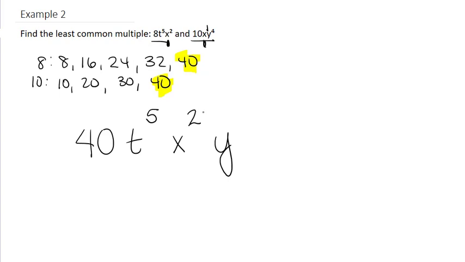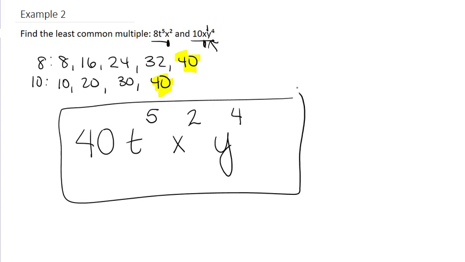And then we see that we have y, and this is going to be to the 4th power, because that is the only y that we have, and it's to the 4th power. And this would be our least common multiple of these two terms that we had.